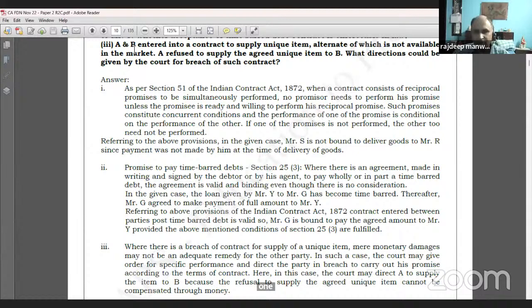Next, Chandana, can you scroll? A and B entered into a contract. That is A and B. Sub-question 3. Who's this A?